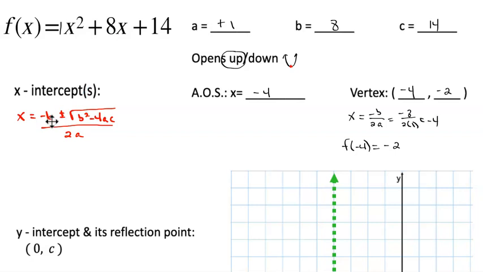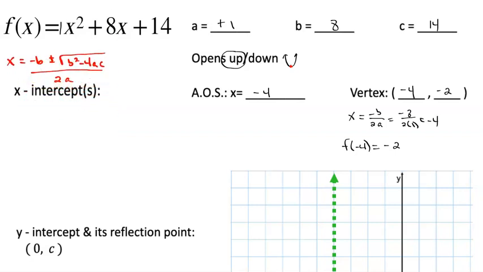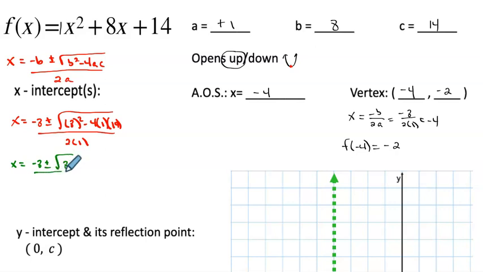I'll move this up for myself, put it up here for a second, and I'll fill in the rest. So x equals negative b, so negative 8 plus or minus the square root of b squared minus 4 times a times c all over 2 times a. If I take this a little further, I get negative 8 plus or minus the square root of 8, all over 2.